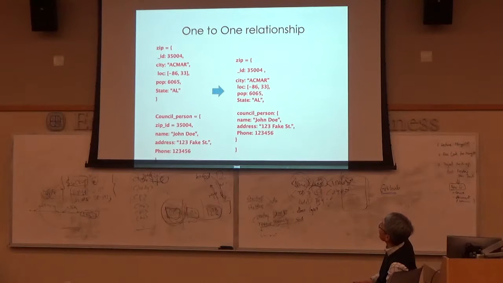For example, one-to-one. Let's say there is a zip code, with the state Alabama, population, location, and city name. Each zip code has one council person. So it's a one-to-one mapping, which means we are going to embed the council person into the zip. It may also be possible for the council person to be the main document and the zip to be included. It depends.